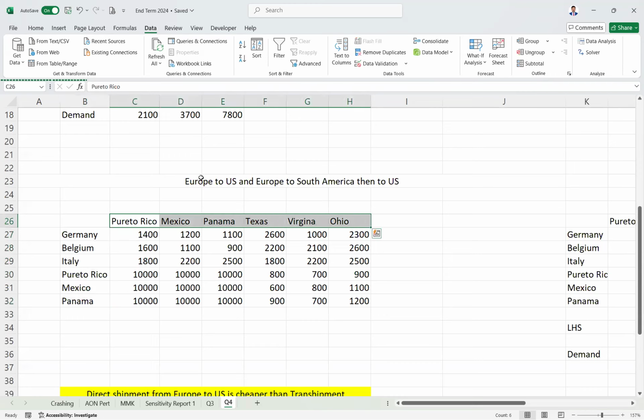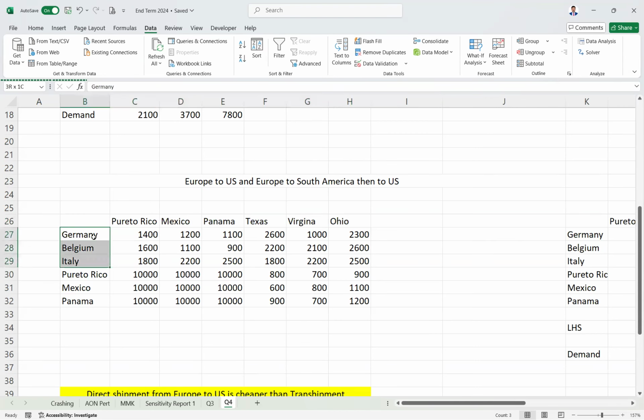Here, what are the sources? You are sending Europe to US, and again you are sending Europe to South America, then South America to US. So Europe is the source, South America is also the source. What is the destination? US is the destination, and also South America is the destination. So those cost values we have written.